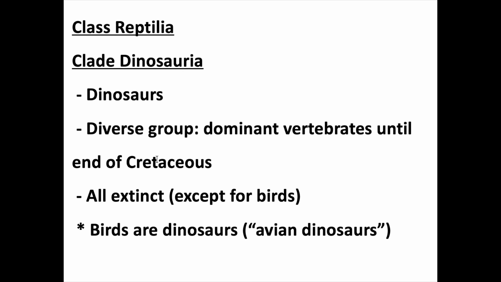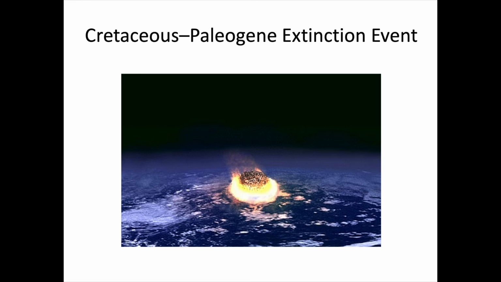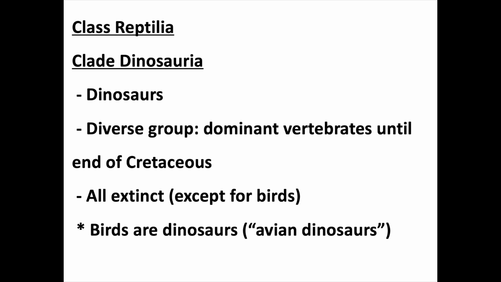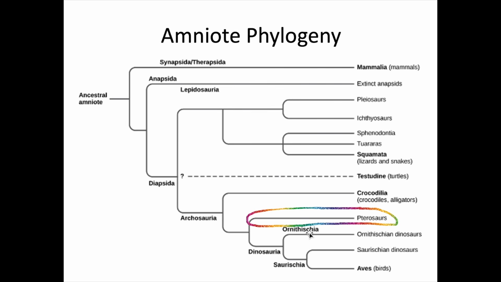Diverse group, again, dominant vertebrates until the end of the Cretaceous. This is from a couple of chapters ago. We remember how this played out, right? They're all extinct except for the bird lineage of dinosaurs. Birds are dinosaurs called avian dinosaurs. The extinct ones would be referred to as non-avian dinosaurs. But yeah, that's clade Dinosauria. That's an important part of reptilia, excluding birds.